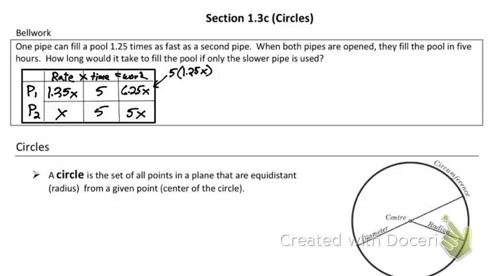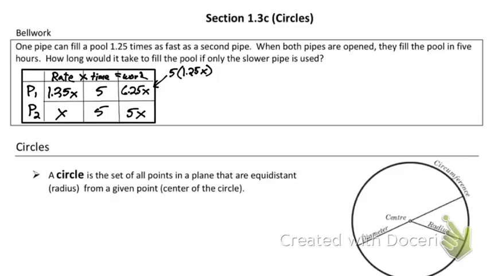Yes? So why would the time be 5 for both instead of one being like y and then 5 minus y? Because isn't one of them faster than the other? They're both working together, though. They both have 5 hours to work. We open them both up, and after 5 hours, we shut them both off. Doesn't matter how fast they're going, and the pool is full after 5 hours.